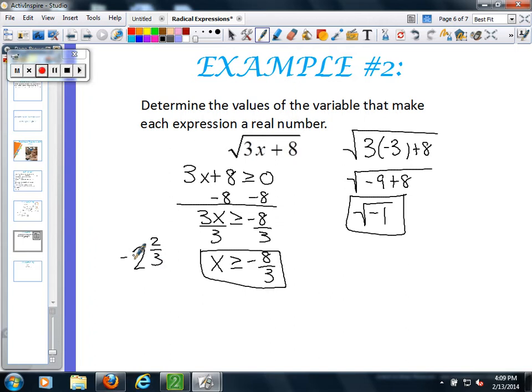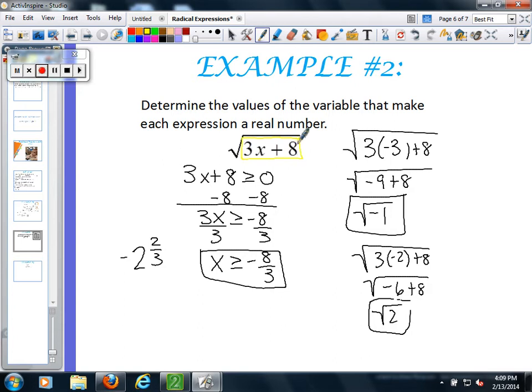If I was to try negative 2, that would be 3 times negative 2 plus 8. This would be negative 6 plus 8, which means I would have radical 2. This is a real number, so that works. So the entire expression right here cannot be less than 0. You set this greater than or equal to 0, and you solve.